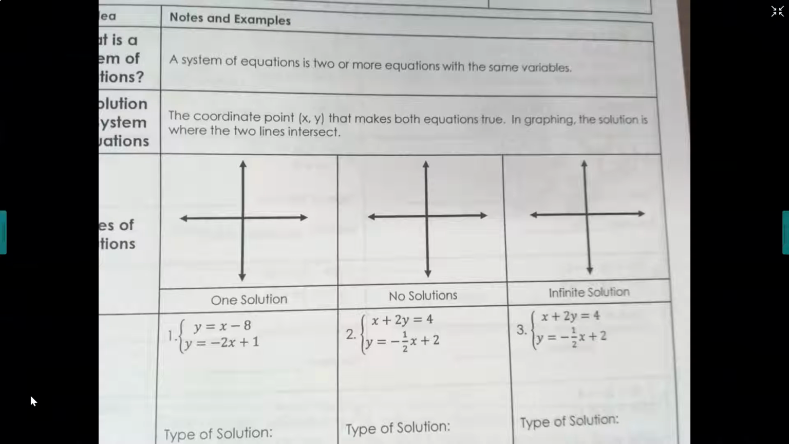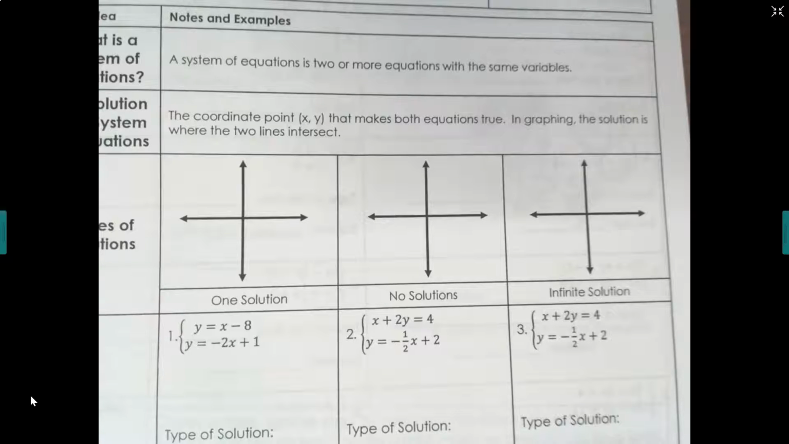Video on solving systems of equations by graphing. By the end of this video, you will be able to know the difference between the different types of solutions for linear equations. You can graph the linear equations on the same coordinate plane, and you'll be able to determine the solution to a system of linear equations from the graph.